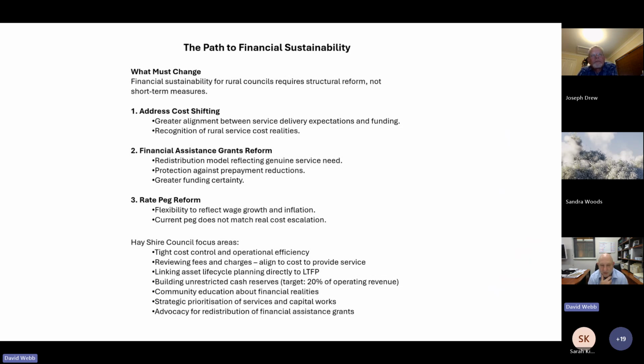Financial assistance grants reform. We're a strong advocate for redistribution of the financial assistance grants. A couple of years ago, the 10 biggest councils in Sydney, metro councils, were receiving $100 million in financial assistance grants.